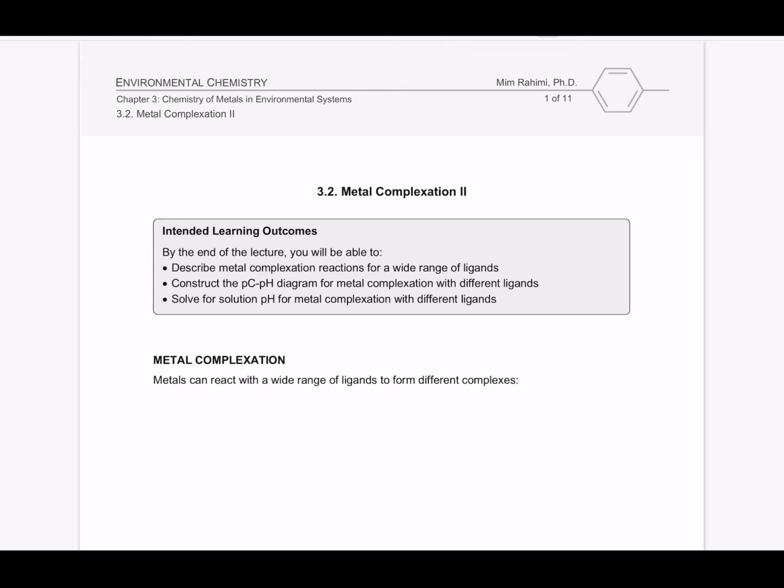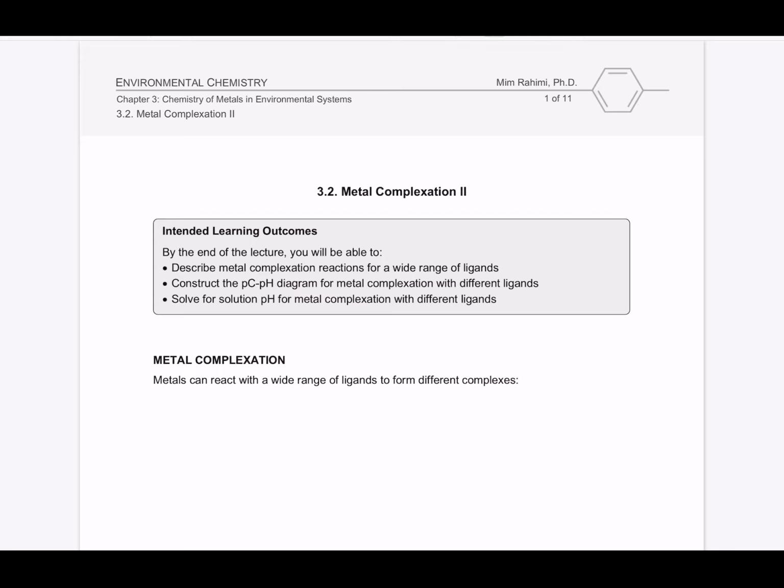So the basics will be pretty much the same, except that we're going to work on a wider range of ligands. In the previous lecture, it was either H2O, water, or hydroxide. But now we're working with carbonate, for example, and with ammonia as the ligand. So it adds a little bit of complexity because they are part of acid-base, or could be part of an open system. You will see that soon. We're also going to construct the pC-pH diagram and also solve for speciation, specifically for solution pH.